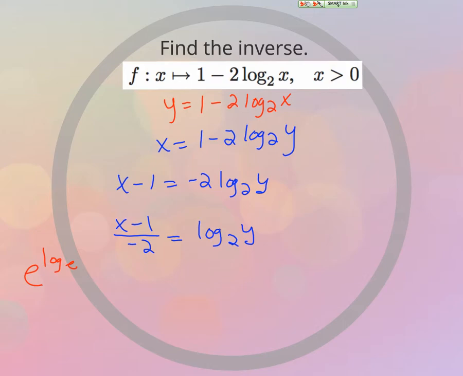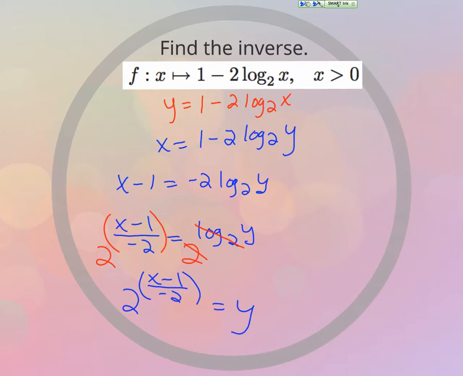So if I have base 2, what do I have to do on both sides? Use the power of 2. So these are going to cancel out, so I end up with 2 to the power of x minus 1 divided by negative 2 equals y. Because this was the base 2 right here, if we do the power of 2, those cancel out and it gets y by itself. Because we're doing it to both sides, we're keeping everything equal.